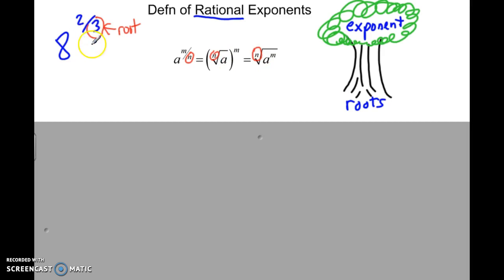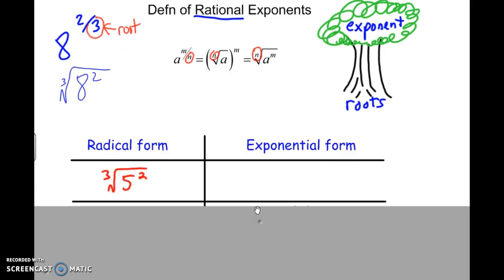So we can convert 8 to the 2/3. We could write that as the radical form of 8 to the 2nd power. Exponents are at the top of a tree. Well, I don't know if that's true, but roots are definitely at the bottom. So exponent goes here, and root goes right out here. So that is the same equivalent thing. 8 to the 2/3 is the same thing as the cube root of 8 squared.